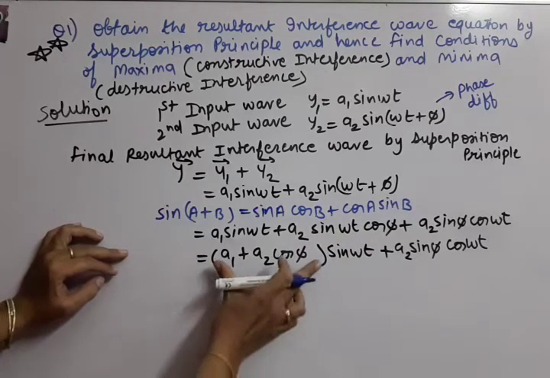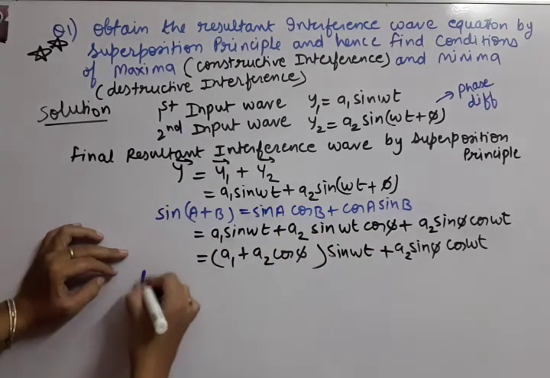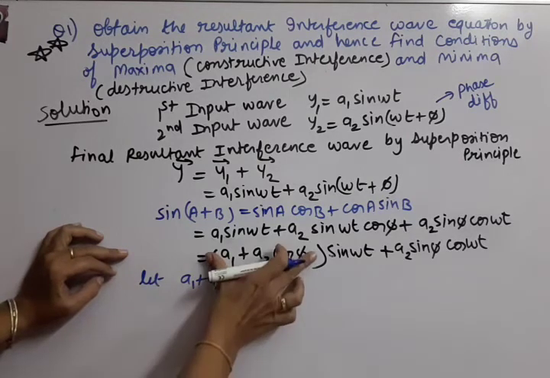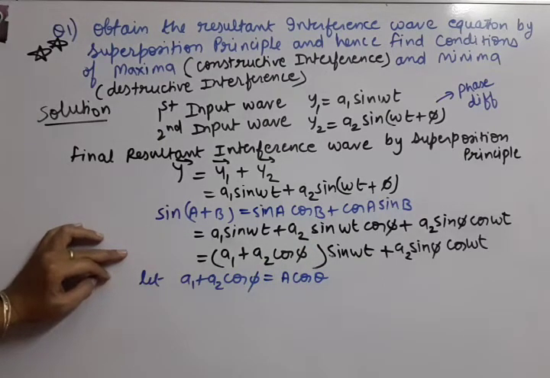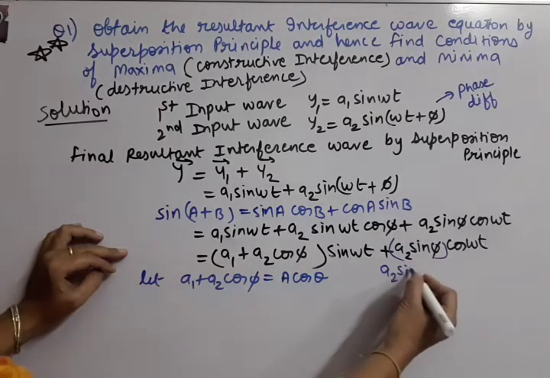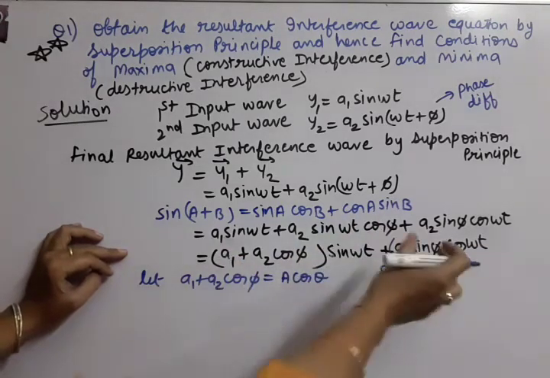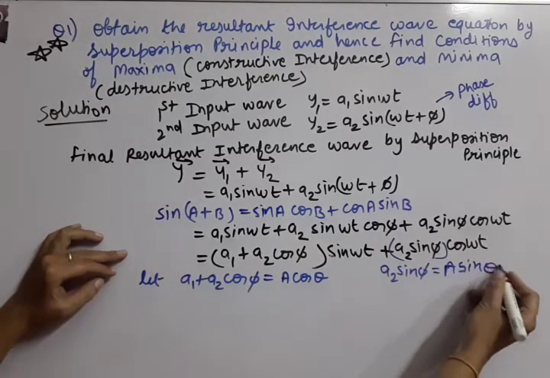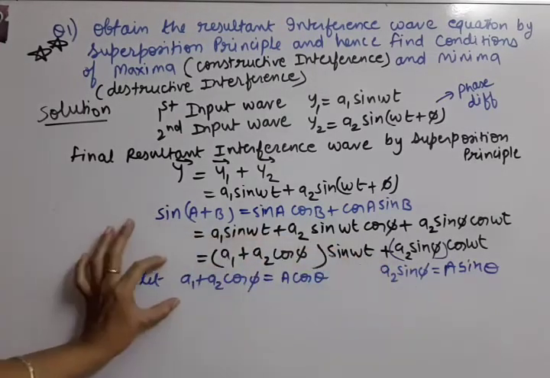So what we will do now, जो sine के साथ है उसको हमें cos मानना है. Let this first term a1 plus a2 cos phi, ये जो first term है इसको हम पूरा a cos theta मान लेंगे. In the same manner, जो cos के साथ है उसको sin मानना है. So a2 sin phi है, उसे हमें a sin theta करना है. जो यहाँ लिया था theta, यहाँ भी theta लेना है. So a sin theta, we have to assume it. So we have assumed these two terms.